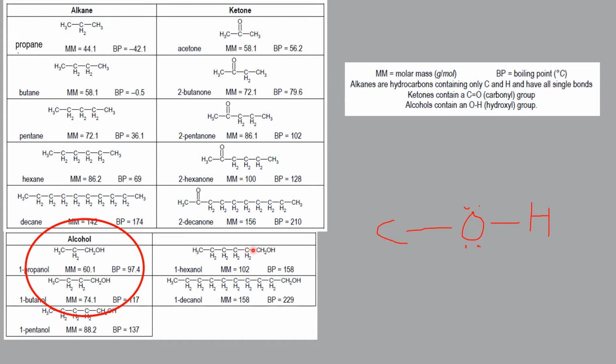Now, are these bonds polar? Yes, they are, especially this oxygen-hydrogen bond. So if you look at this alcohol, you've got two really polar bonds, the oxygen-hydrogen and the carbon-oxygen bond. Everything else is nonpolar, but you've got at least two polar bonds in these, so the molecules are pretty much polar.